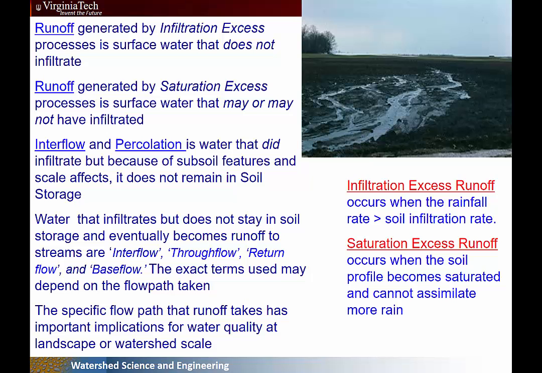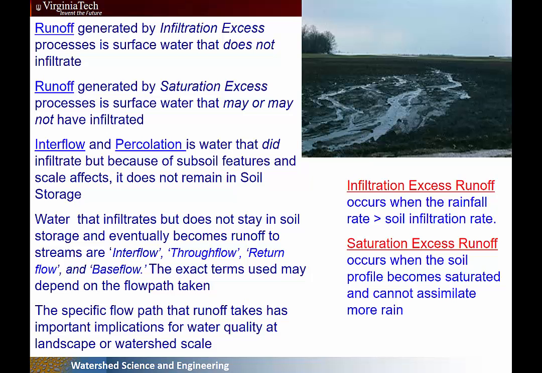Runoff generated by saturation excess processes is surface runoff that may or may not have infiltrated that soil profile. And so, well, I'll show an illustration of this in a minute, but rain falling on a saturated area might not ever infiltrate the soil, but it does generate runoff.